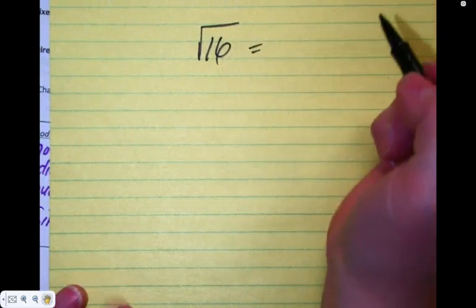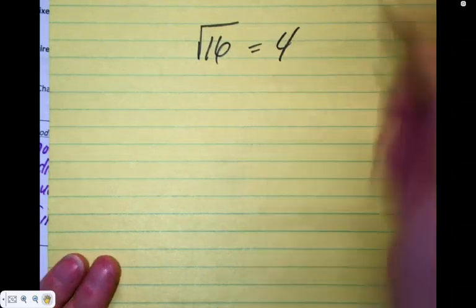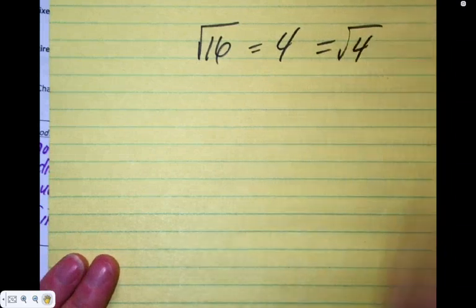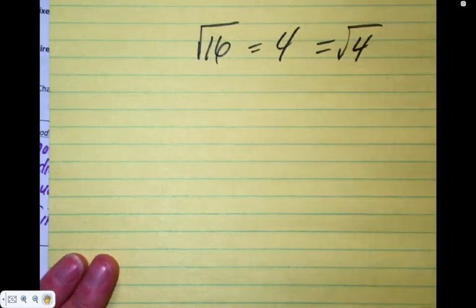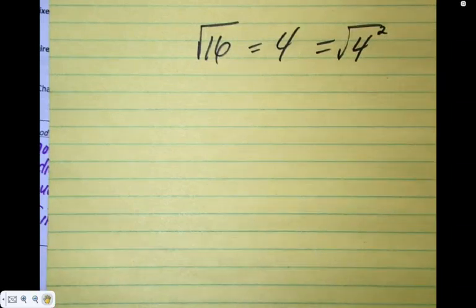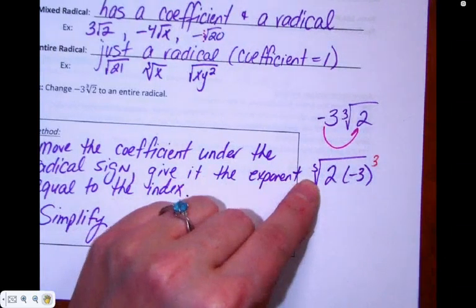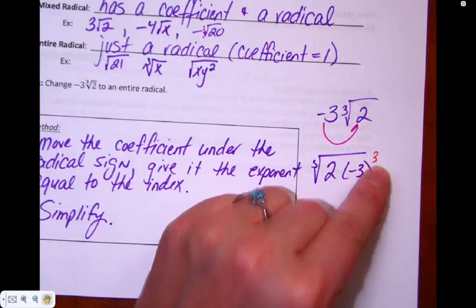So tell me, what is root of 16? Let's try it again. What is the root of 16? 4. So if I wanted to take that 4 and turn it back into a radical, what I would do is I would stick it under the root sign, and what would I do to the 4? Square it, because the opposite of square rooting is squaring something. So when you put it back under, you have to do the opposite. Well, what's the opposite of cube rooting something? Cubing something. That's why you're doing it.